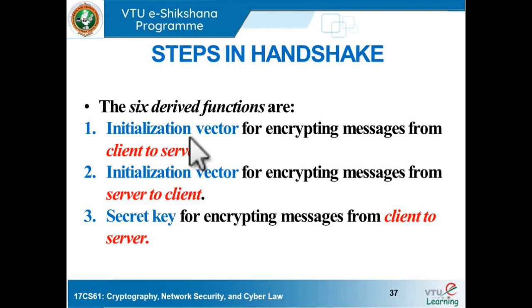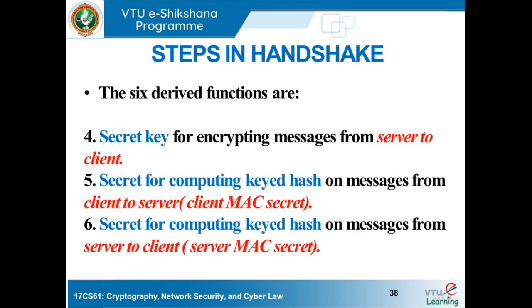Now there is a difference between initialization vector and the secret key. The initialization vector is used in the initial step of the encryption process, whereas the secret key is used in every step of the encryption process. The secret key for encrypting messages from the client to the server is the third derived secret. Now the fourth derived secret is the secret key that is derived for encrypting the messages from the server to the client.